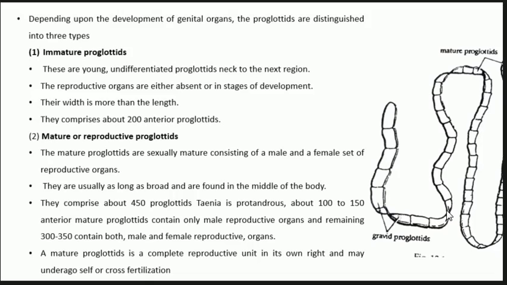About 100 to 150 anterior mature proglottids contain only male reproductive organs, and the remaining 300 to 350 contain both male and female reproductive organs. So remember, the initial 100 to 150 anterior mature proglottids contain only male reproductive organs, and the remaining 300 to 350 contain male as well as female reproductive organs. So a mature proglottid is a complete reproductive unit in its own right and may undergo self or cross fertilization. What is this self cross fertilization? That we will see later.